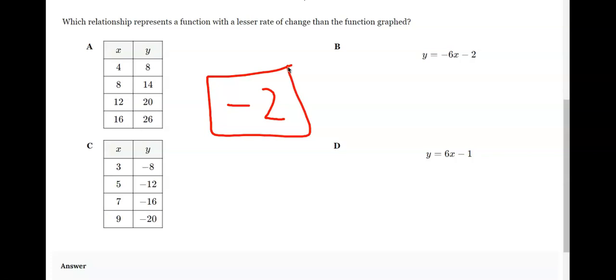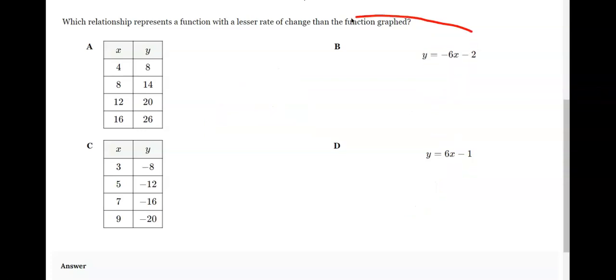So let's take a look at the easiest ones first. Let's take a look at the equations. Because to be lesser means all I have to do is look at these coefficient numbers. 6 is higher, but -6 is lesser. So I know my answer is B. All right, let's take a look at our next topic.